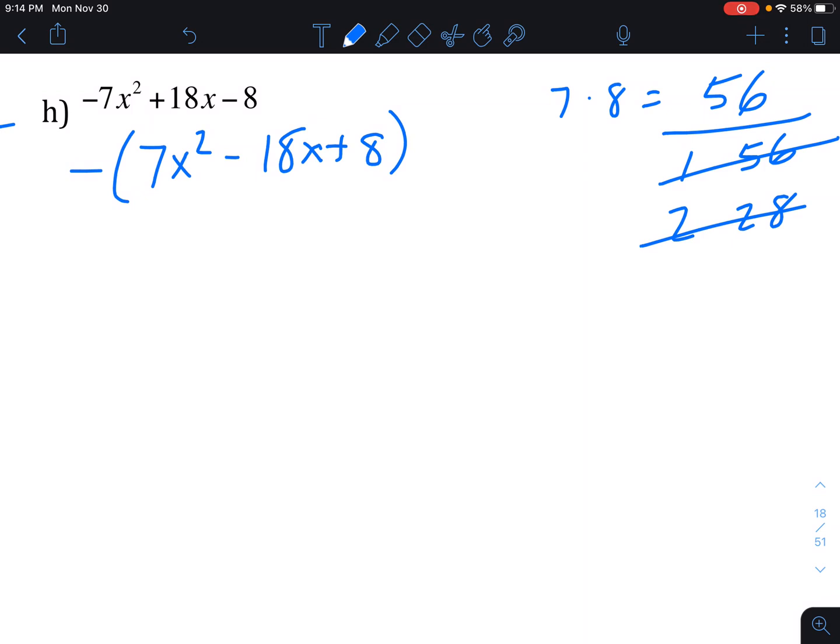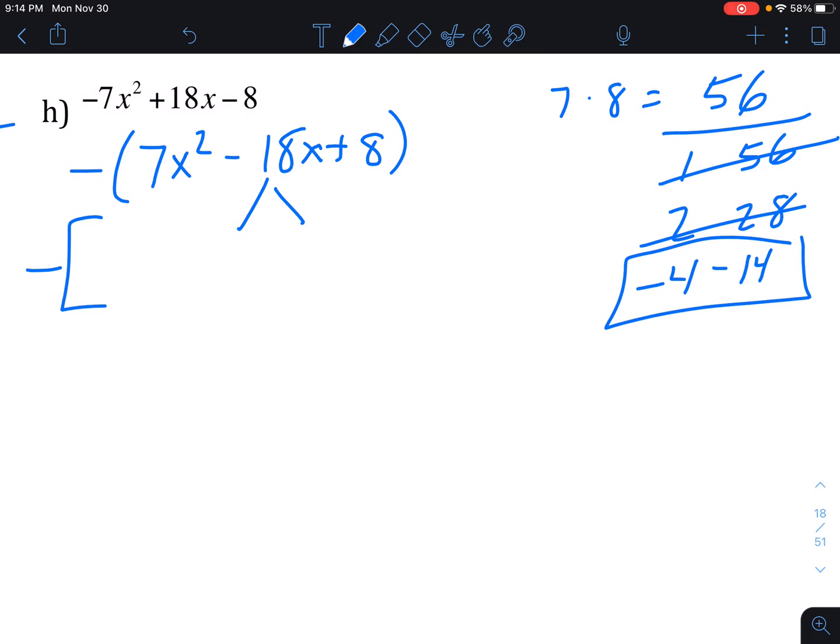56 does not divide by 3. 56 divides by 4 to get 14, and I have my pair. They add up to -18 when they're both negative. Again, sign rules are important. Minus minus here because the C is a plus and the B is a minus. So let's bring down my negative. Let's split up my B term into my two new terms, minus 4x minus 14x.